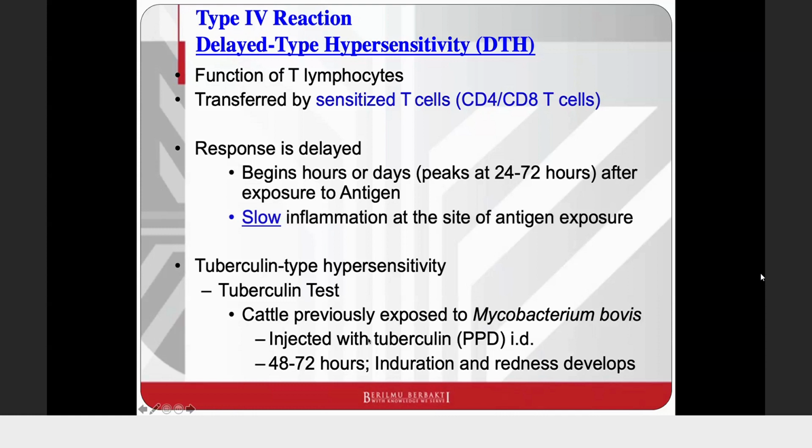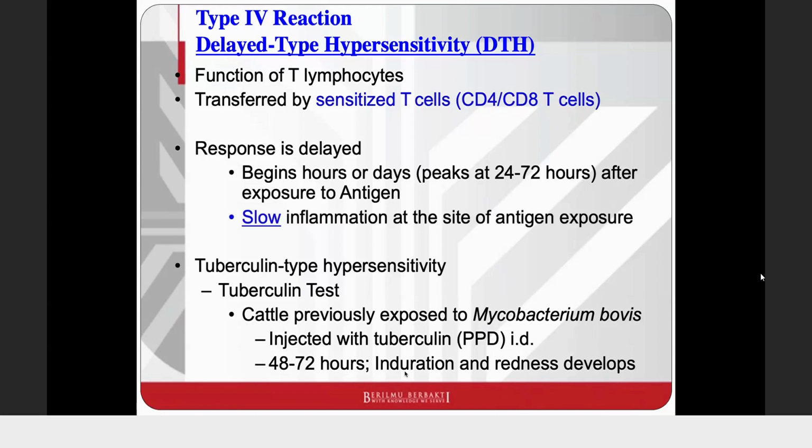you inject tuberculin, which is purified protein of the bacteria, intradermally, so under the skin. 72 hours later, induration and redness develop because of the reactions against the antigen. Other than that, you can see also contact hypersensitivity.